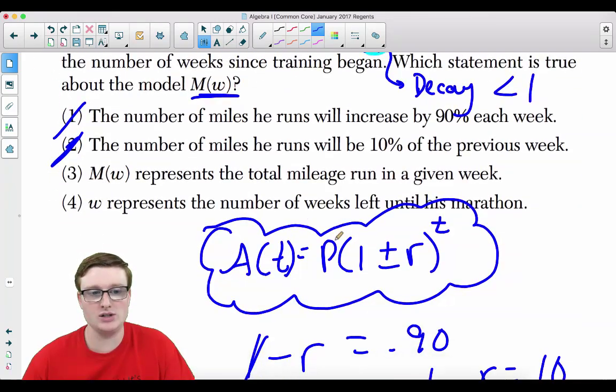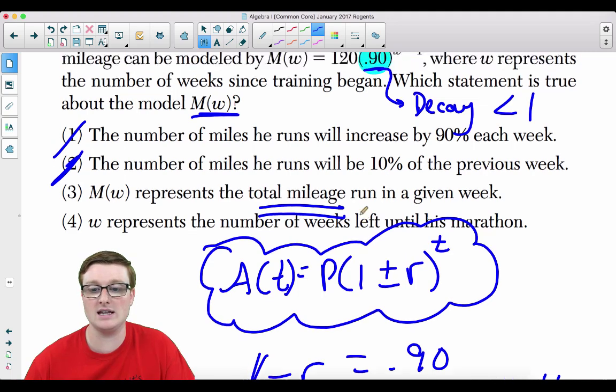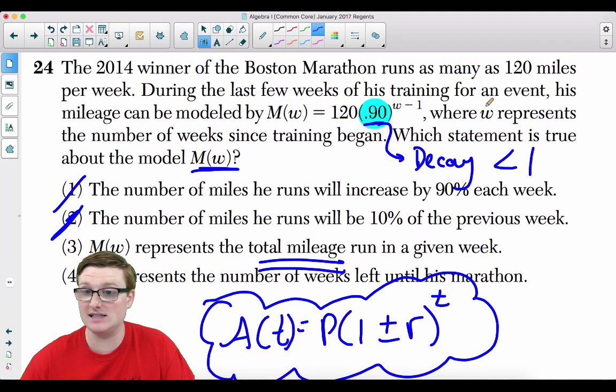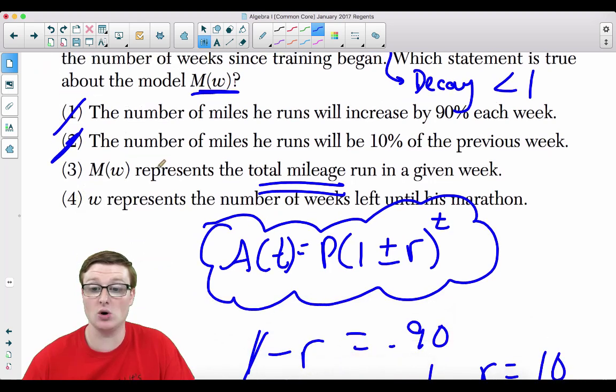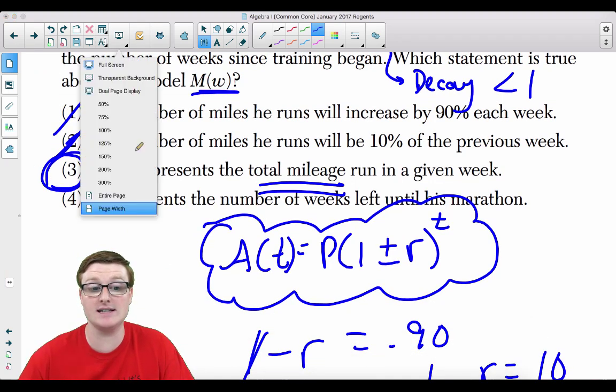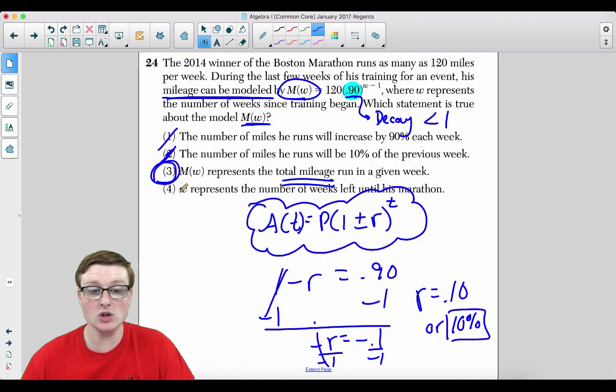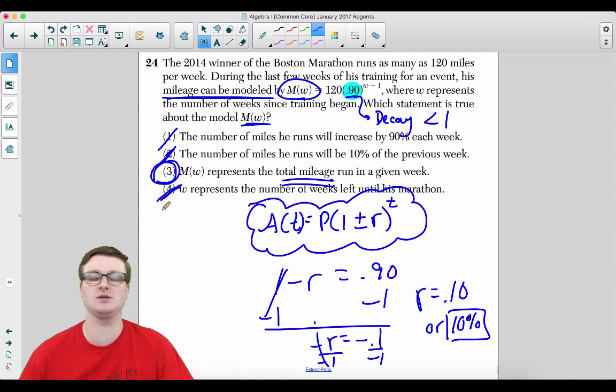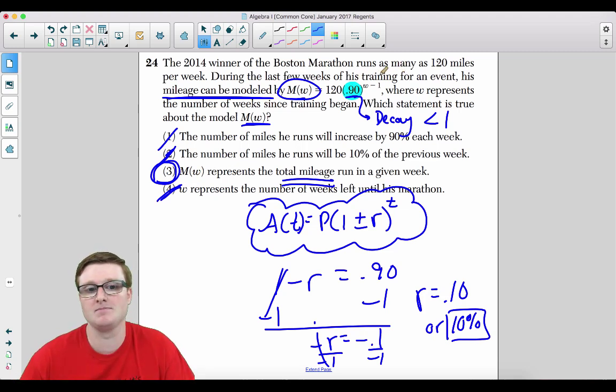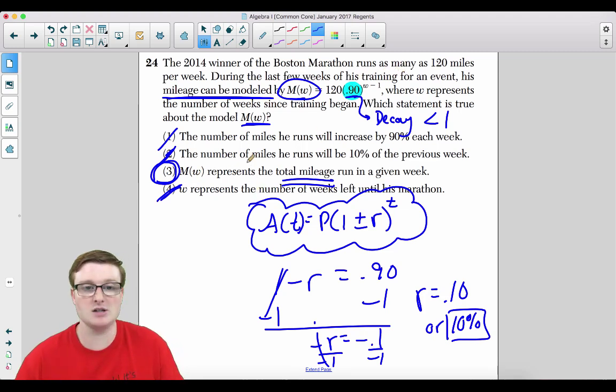So that's incorrect. Choice 3 is saying M of W represents the total mileage run in a given week. Yeah. M of W, it says right here. During the last few weeks, his mileage can be modeled by M of W. And yes, that is the total mileage in a given week. That's going to be choice 3. That's absolutely true. Choice 4 is saying W represents the number of weeks left until his marathon. That makes absolutely no sense. No sense whatsoever. Because we don't know how many weeks he's running. So that's it. All right, so that's going to be choice 3.